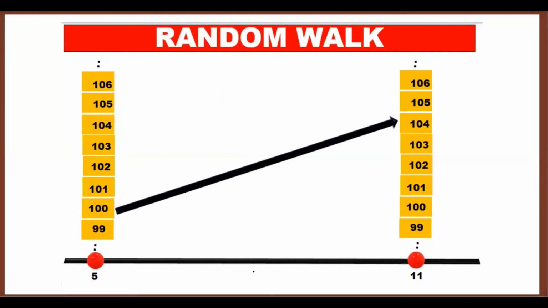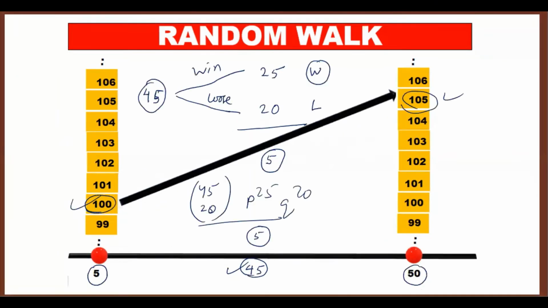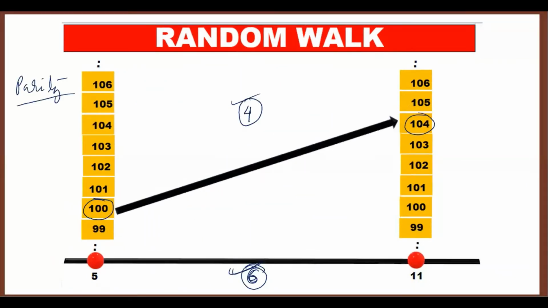Here 5 to 11, 6 times, 6 games. What is the increment here? 100 to 104, that is 4. Is that possible? If this is even, this should be even. They say parity. Parities are the same. If this is odd, this should be odd. Remember, this is odd, 45 is odd, 5 is odd. That is possible. If this is even and this is odd, that is not possible. You can never go to 105 from 100 in 6 moves. You can try, it's not possible.